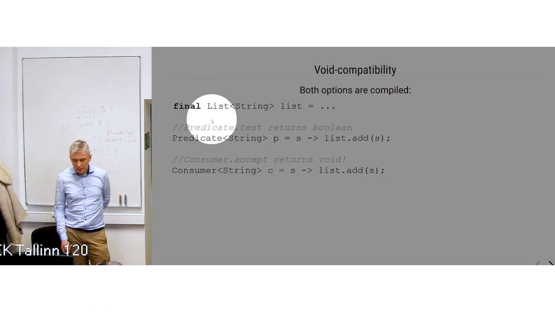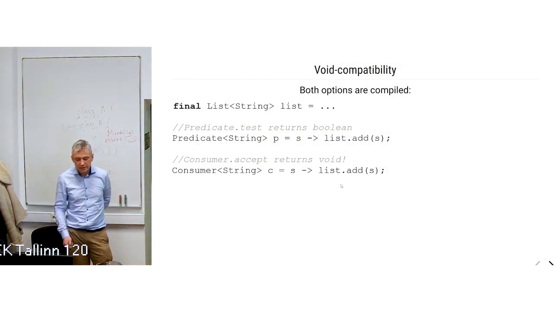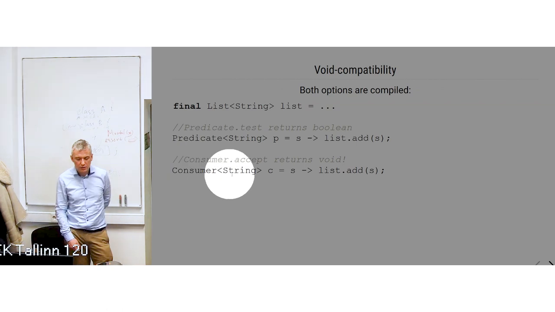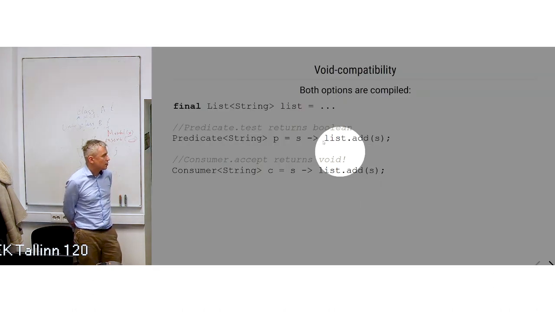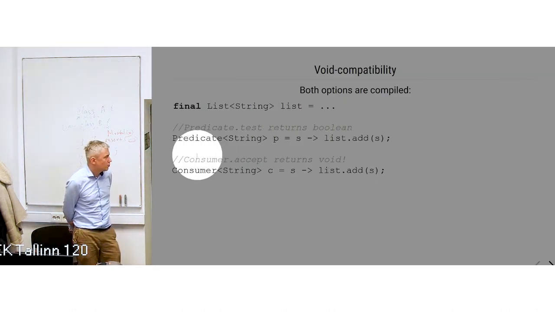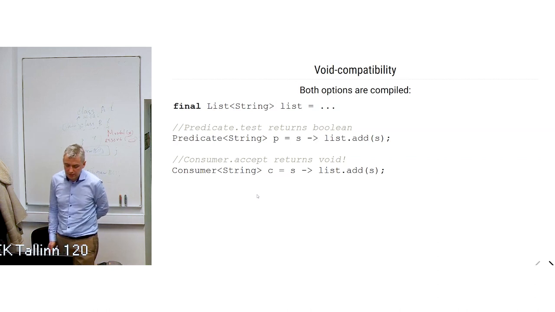But also we can use this as a Consumer, because Consumer.accept returns void, so it doesn't expect list.add(s) to return anything. Still, this lambda is assignable to this interface because we just throw away the result of list.add and it works perfectly well. So this lambda can serve as a Consumer, and in most scenarios it should be considered as a Consumer.